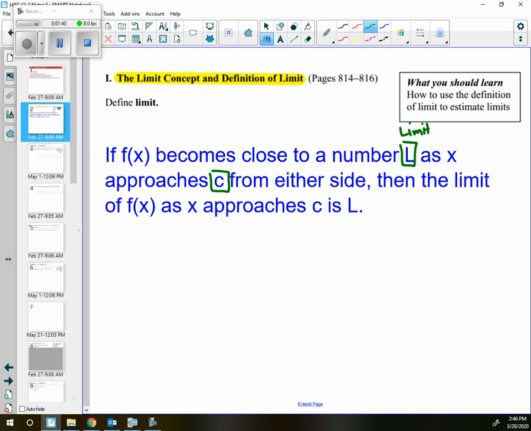is L. So that means as I get closer and closer to a particular x value, the y value is getting closer and closer to a particular number. Kind of like when we talked about that horizontal asymptote, looks like the end of the graph is getting closer and closer to like 7. That means that limit would be 7.